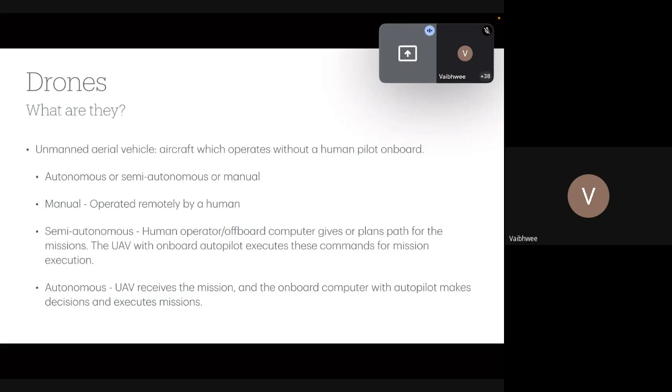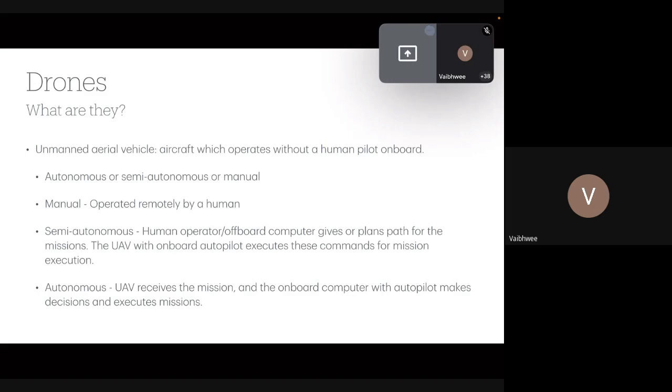And these are the commands that are passed on to the drone, and the drone executes these commands, which in turn executes the desired mission. So it is somewhere in between a manual operation, which involves regular involvement of a human, but the human is not piloting this. There is an onboard computer that pilots it, but for piloting you need commands, and the commands are given in terms of paths or directions by the human or the onboard computer.